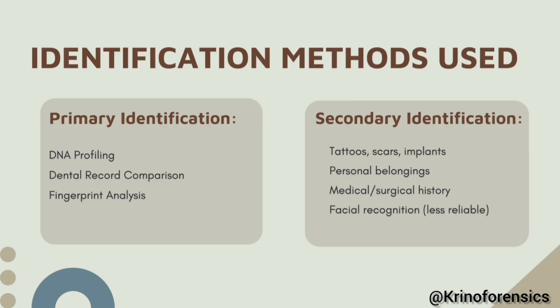Coming to secondary identification, which involves methods that are less definitive but still provide supporting evidence for identification, such as identifying marks or devices on the body, for example tattoos, scars, implants, etc. Also, the items found with the deceased that may indicate the identity, such as personal belongings, for example ornaments, clothes, etc.